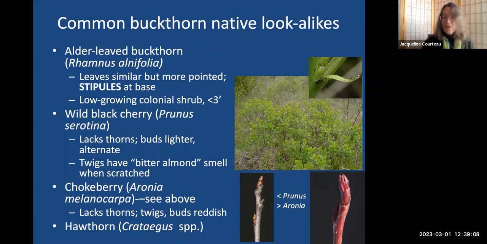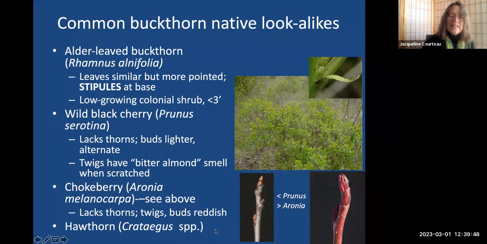The buds in general are lighter in color and can have an almost waxy coating, and Prunus species typically have a kind of bitter almond smell when you scratch them. So if you like to do scratch and sniff twigs, and I know some people don't like smelling the twigs, but for other people, those scratch and sniff twigs can be really helpful. And then I showed the chokeberry before, but just to highlight here, the chokeberry, Aronia melanocarpa, can have really reddish twigs and buds, again strongly alternate, and again lacking thorns.